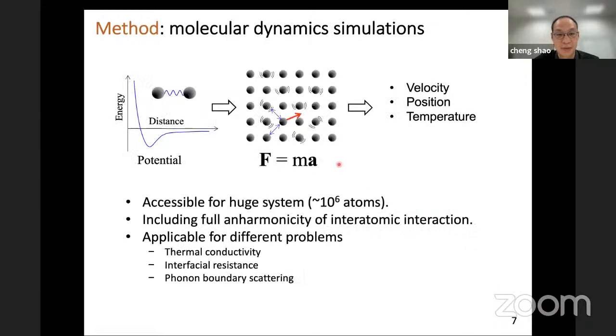This slide shows an illustration of the molecular dynamic simulation. Basically, from the given potentials, we can know the energy or the force between two atoms at a certain distance. And from Newton's law of motion, we can get the trajectory of each atom with respect to time. And from the trajectory information, we can do some post-analysis to get the temperature, heat flux, and other information in the system.